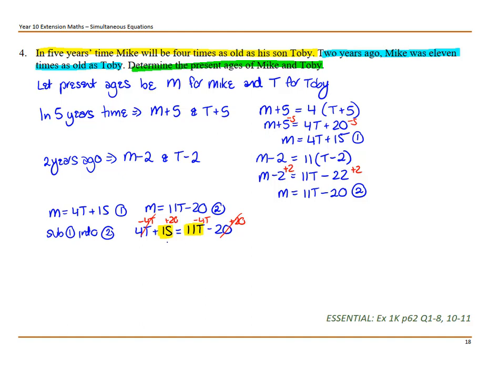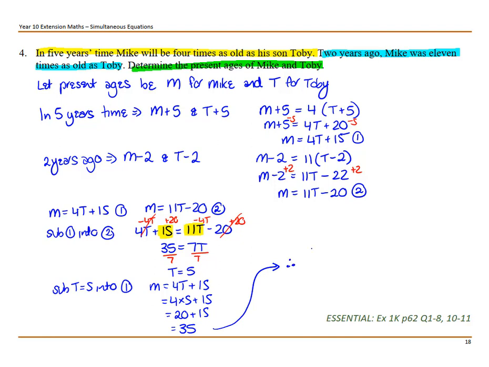So I'm left with 15 plus 20 is 35. 11T minus 4T is going to be 7T. I then have to divide both sides by 7. So T equals 5. Sub T equals 5 into one of the equations. Let's go into equation 1. So M equals 4T plus 15. So it's going to be 4 times 5 plus 15. 20 plus 15 is 35.